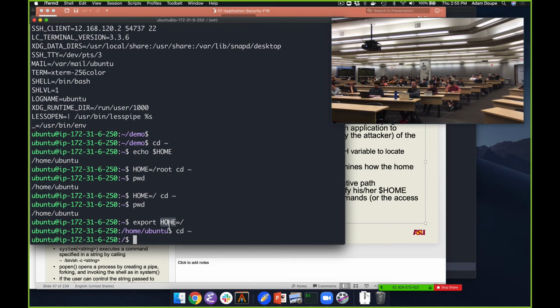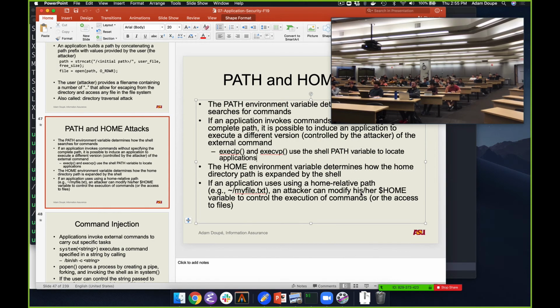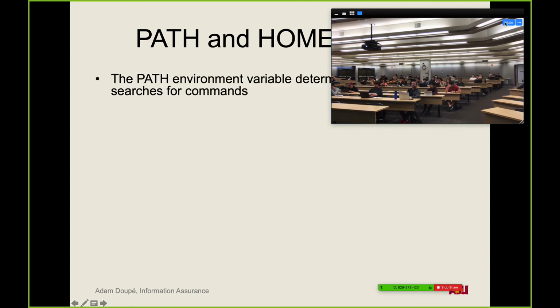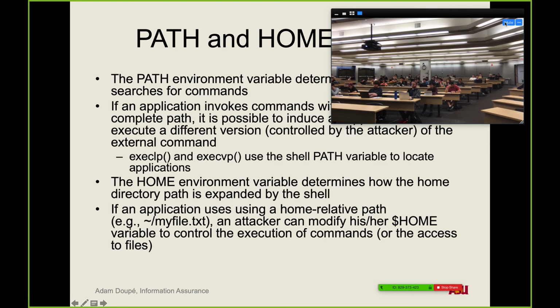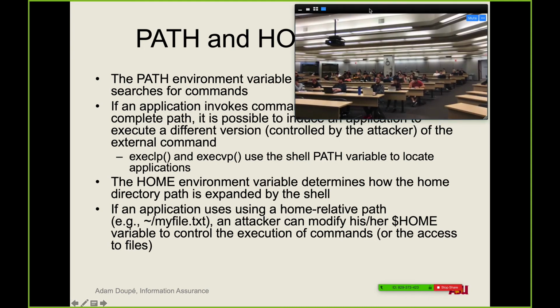So by changing the home environment variable, when I do cd, again, this is another instance where I have what looks to be something fixed. I have a tilde, which specifies the home directory, but by altering this environment variable, I can change what that home directory is. So similarly, if an application uses a home relative path by using a tilde, then an attacker can modify home variables to control execution. Everybody understand these two vulnerabilities? Or have questions about this?